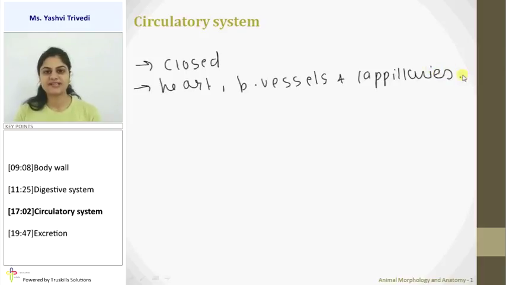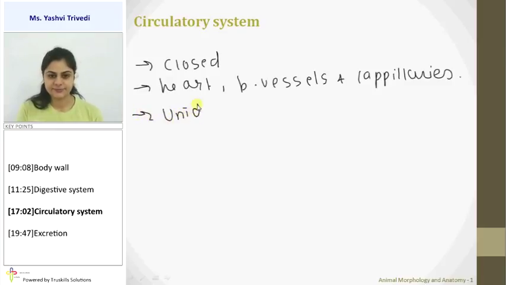Basically, as it is a closed type, blood is usually confined within blood vessels and the heart. That is, whatever blood has been purified by the heart goes into the vessels, and through the vessels it enters the organs. So it is usually confined within them. That is the type of circulatory system.